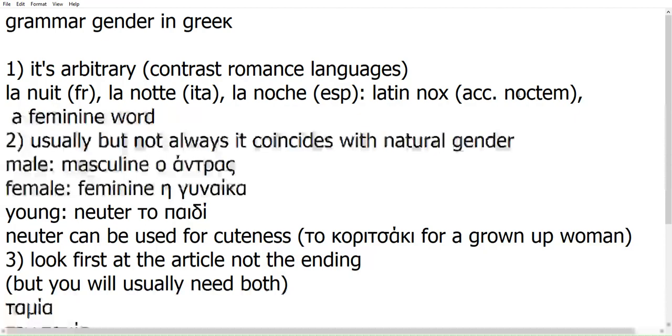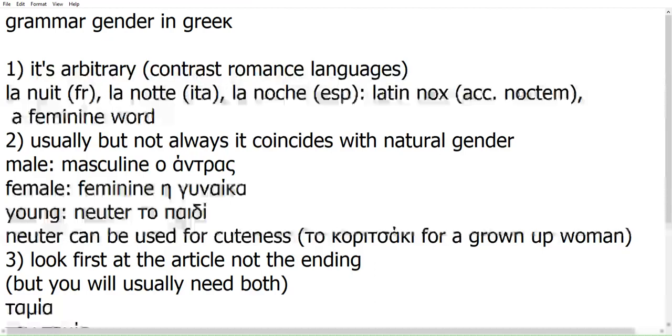Now, sometimes people expect that the gender of the Greek word would coincide with the gender of a word in their language, if they come from a language like Russian or Polish or German, languages that have genders. So this is not the case, okay? A word might perfectly well be feminine in Russian and neuter in Greek, or neuter in Russian and masculine in Greek.